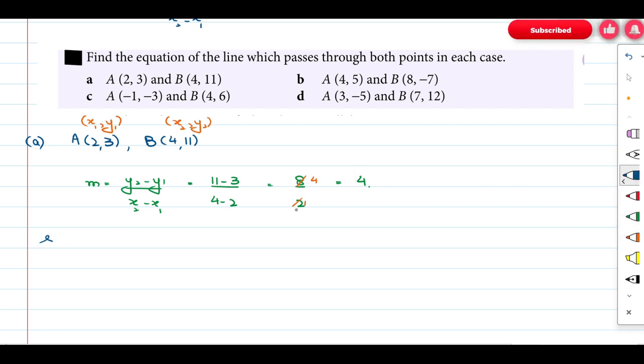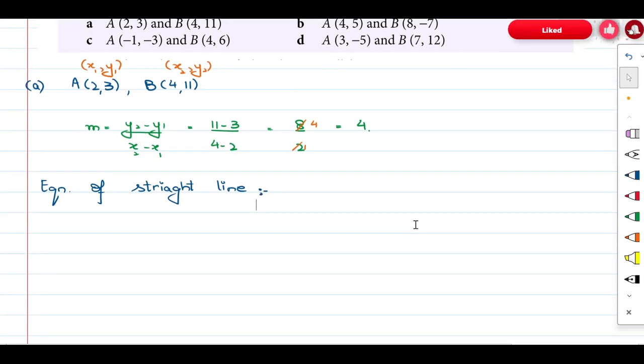Now let me write down the equation of a straight line and plug in the value of m, and let's solve for c. The equation of a straight line is y equals mx plus c. We are done with m, which equals 4, so it is y equals 4x plus c. Now the only unknown left is c, the y-intercept. So how do we get the value of c?